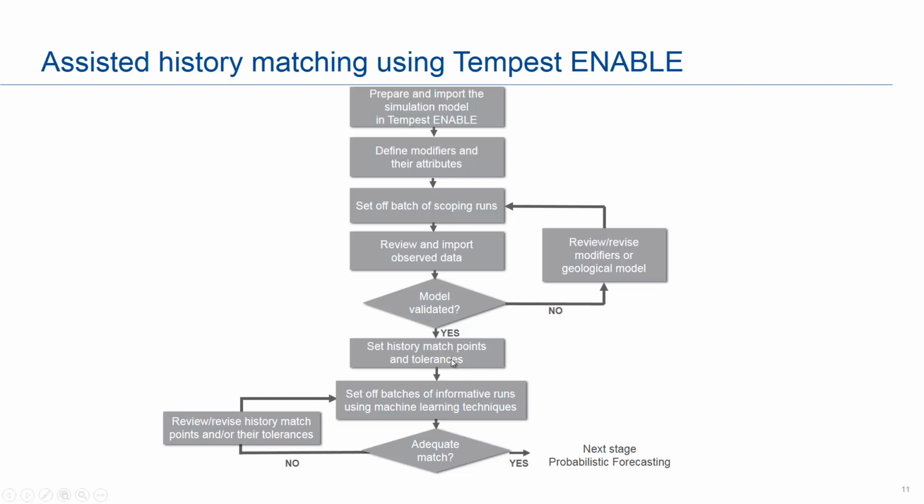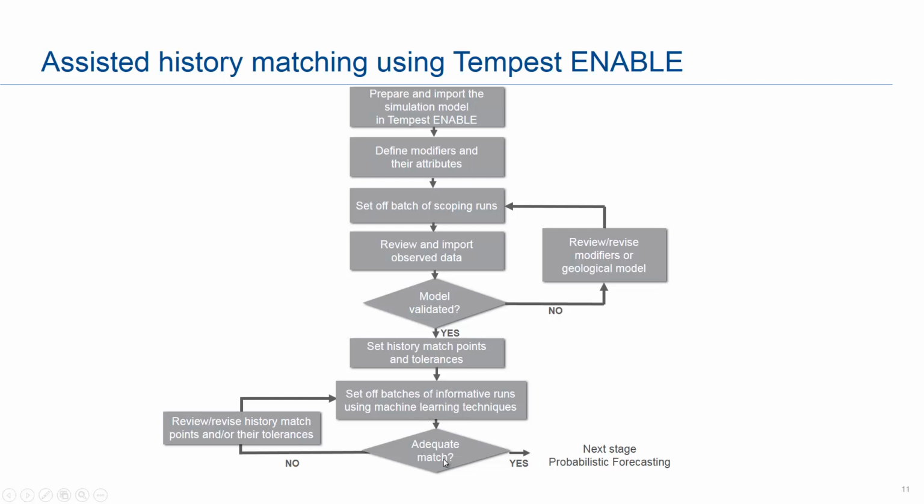The next step would be to tell Tempest Enable where you would like it to focus matching. That's done by setting up the history match points and their tolerances. Once you have done that, you would set up batches of informative runs, which use machine learning algorithms to find multiple best history match models.